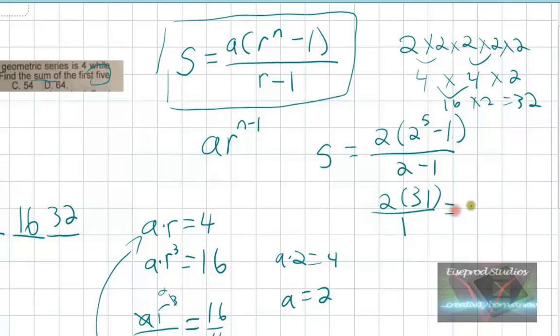So now, well, I'll write it down here. Now we just have 2 times 31, which is 62. And that's our answer.